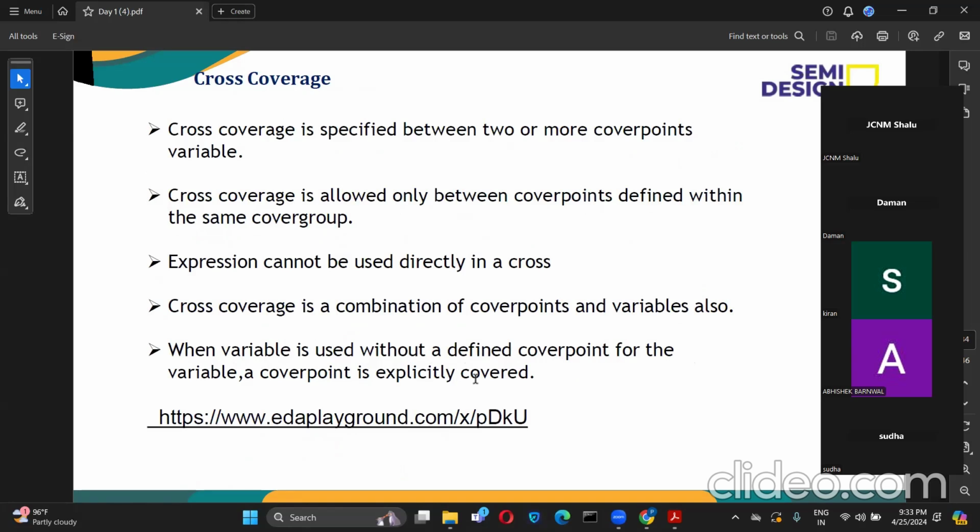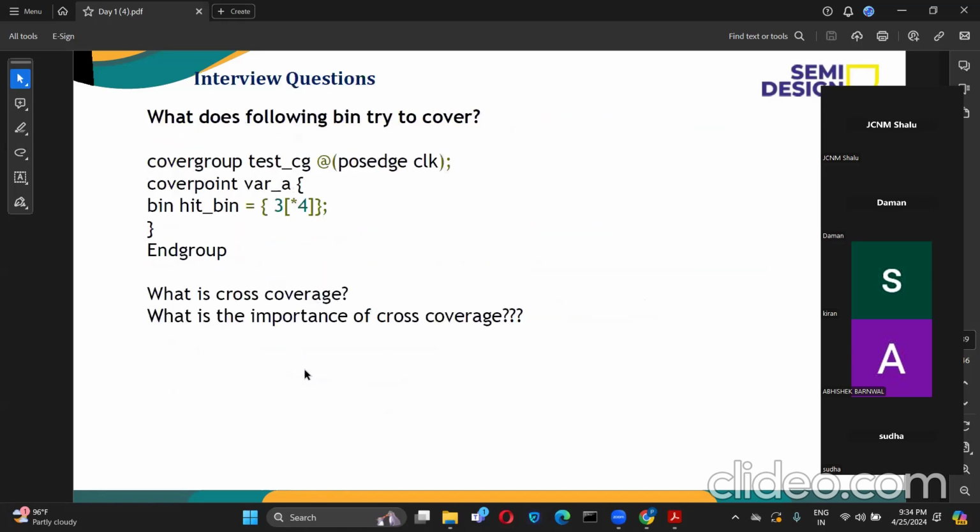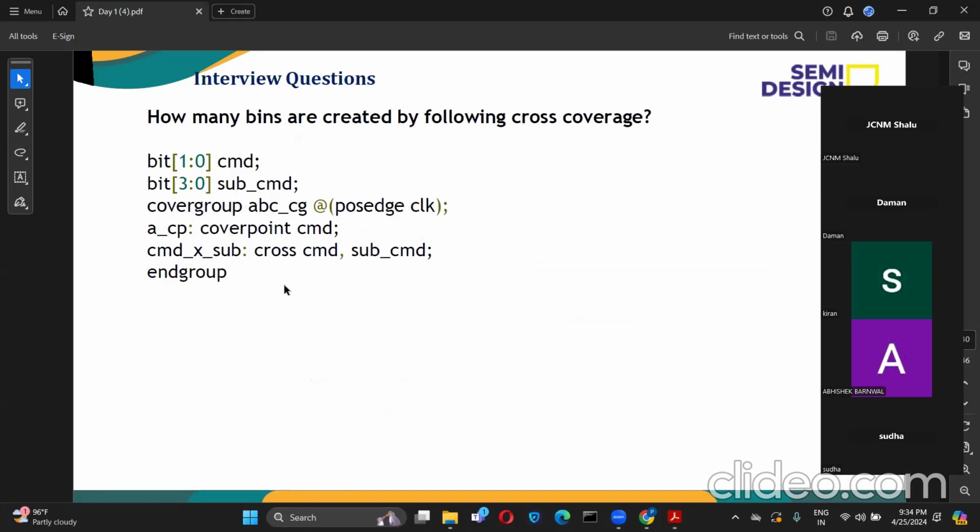SystemVerilog provides such a mechanism. So if the cover point is declared, it's well and good. But if you are using it in cross and it is not declared, it will still work. I think you guys have forgotten that. So for CMD, we don't have a cover point, but it will still work by using cross. So 1 down to 0 means 4 and 3 down to 0 means 16 combinations maximum. Multiplying those two, we get the total number of combinations, that is 64. So a total of 64 bins will get created for this particular snippet.